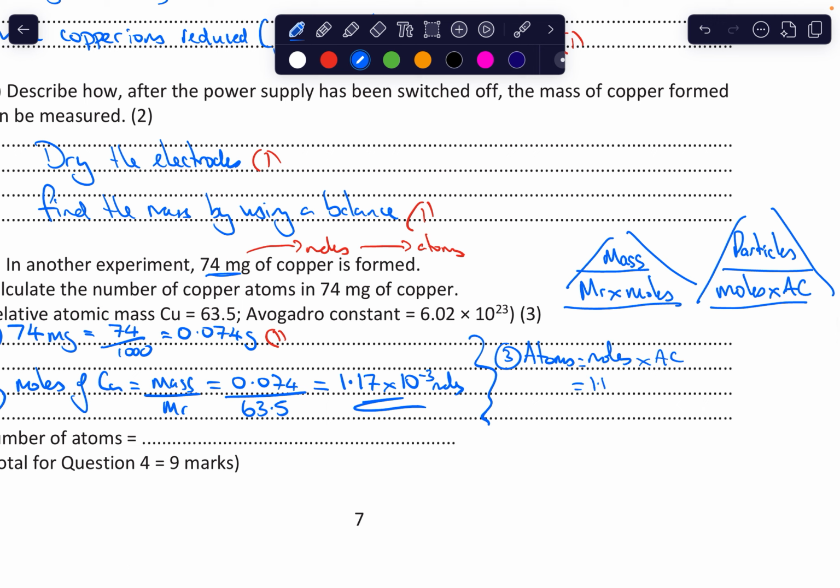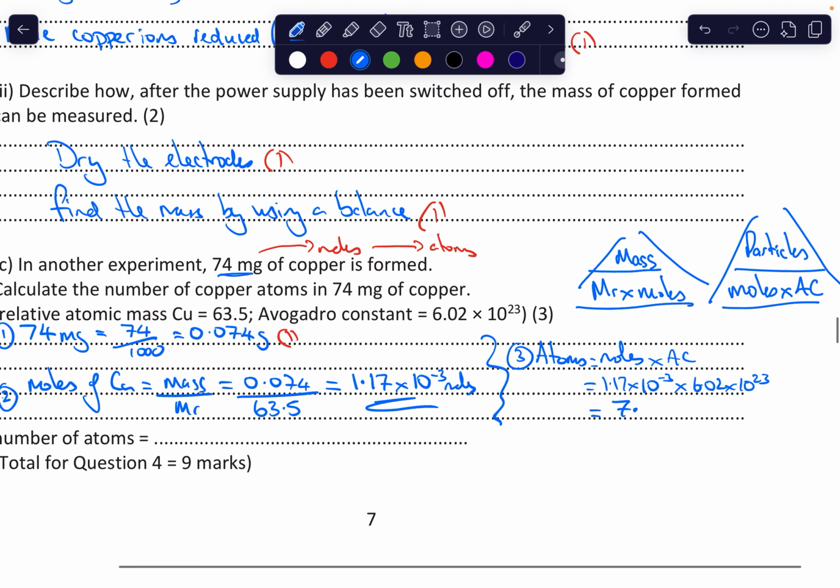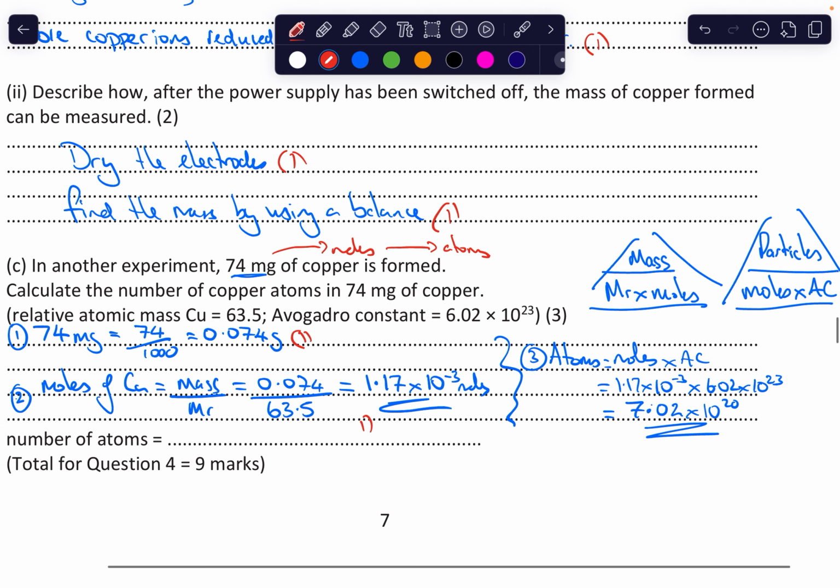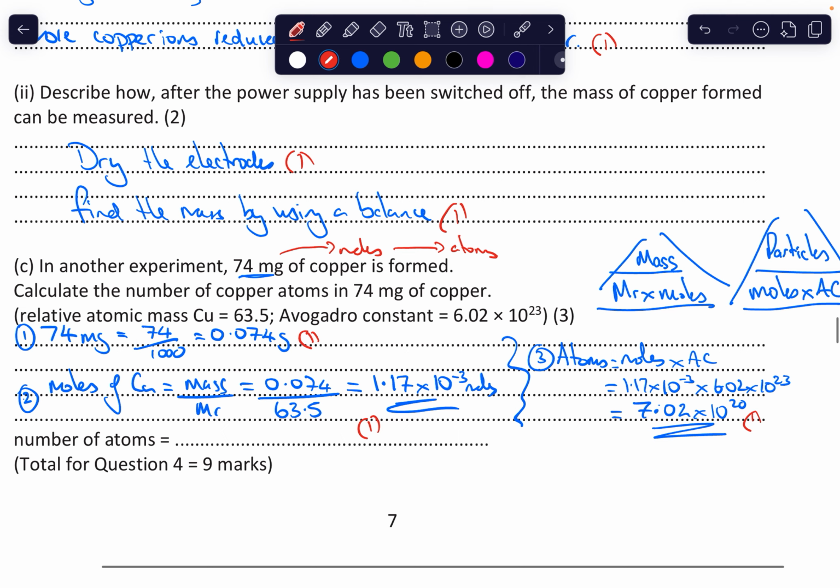So the moles is this 1.17 times 10 to the minus 3. And then Avogadro's constant is given to us in the question. So we're going to work that out. Let's times that by 6.02 times 10 to the power of 23. And that is going to be 7.02 times 10 to the 20. Okay. Marks wise, we've already given you 1 mark in there. That's going to be your second mark, and that is going to be your third mark.